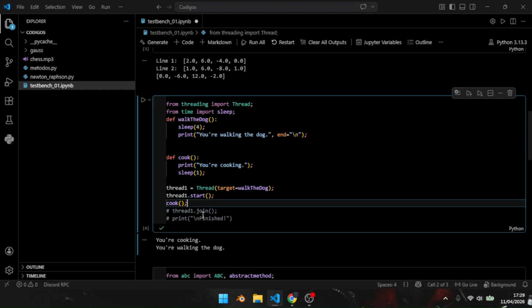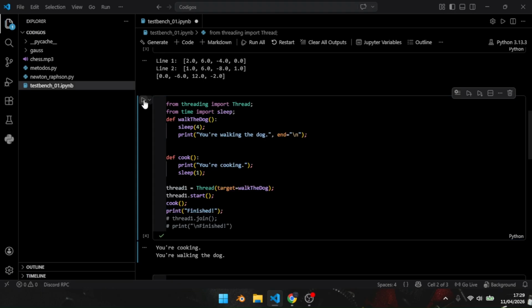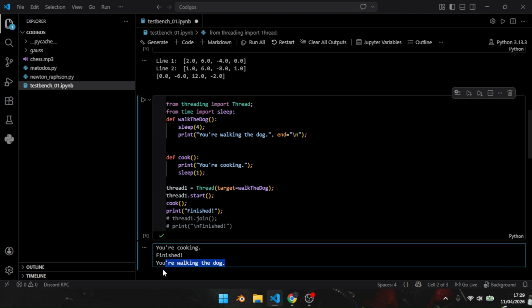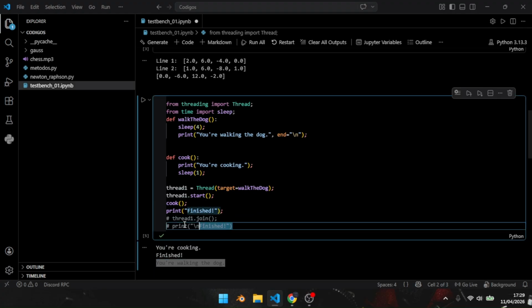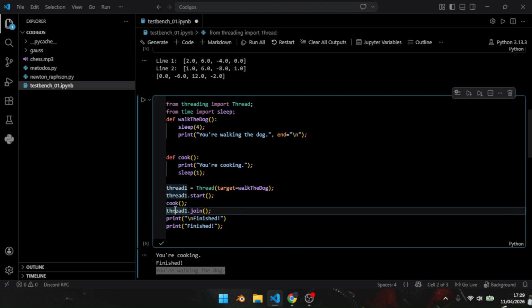Okay, but let's say I wanted to print finished here. The problem with this is that it's gonna print finished just after I have cooked, but you can see that I still have something to do. I still have to walk the dog. So I have these two other lines here, which is thread.join.